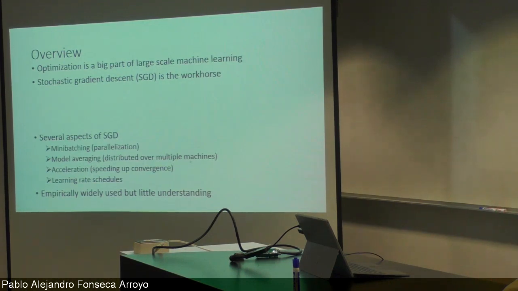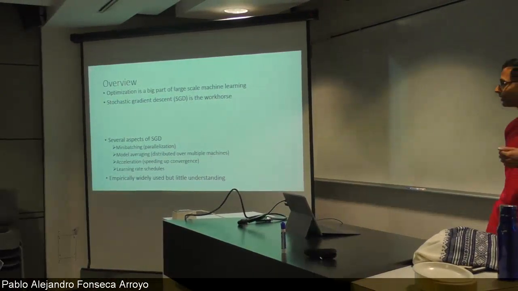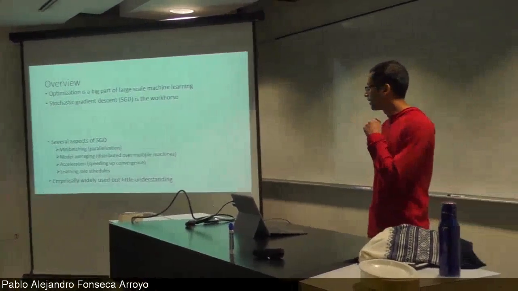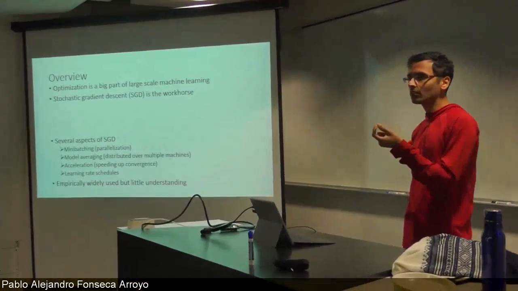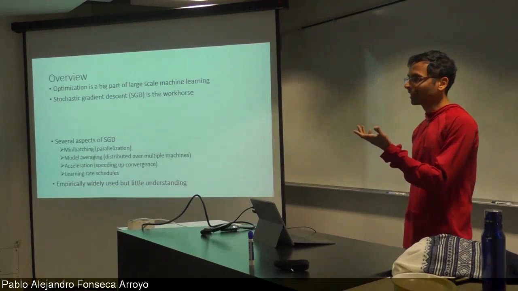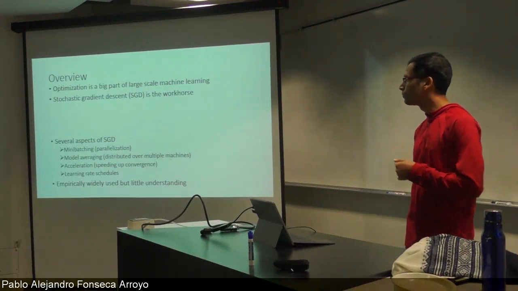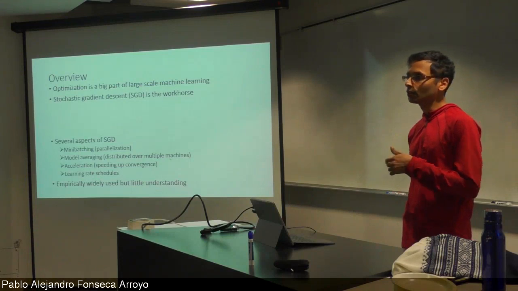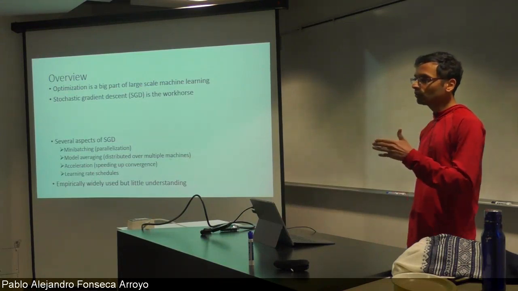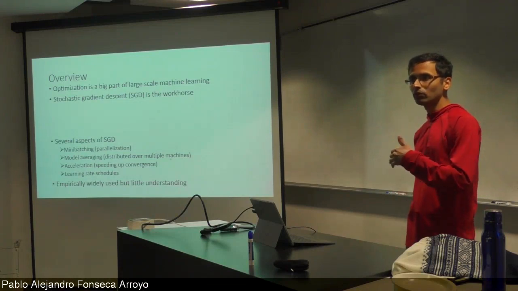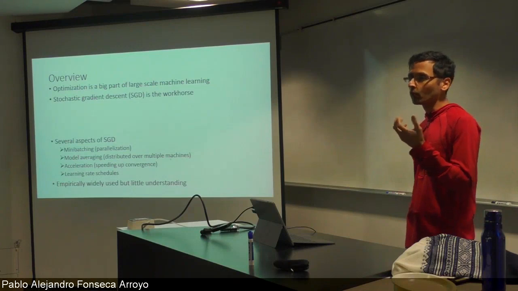And there are several aspects of stochastic gradient descent that people use in practice. So examples include mini batching, where we compute the stochastic gradient not on single examples, but on a mini batch of examples. Then the second one that I mentioned here is model averaging, especially in the context of distributed optimization, where we have multiple machines and we train maybe different models on different machines. And then we want to combine all of these different models to get a much better model than each of them individually is.